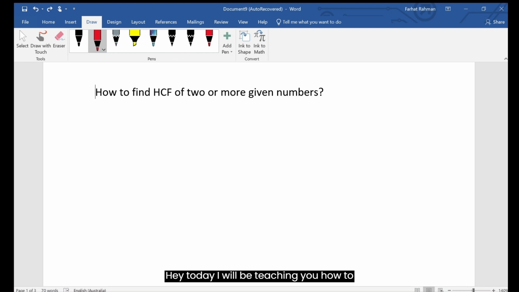Hey, today I will be teaching you how to find HCF of two or more given numbers. H stands for highest, C stands for common, and F stands for factor. We can also call it GCF, greatest common factor. They both mean the same.